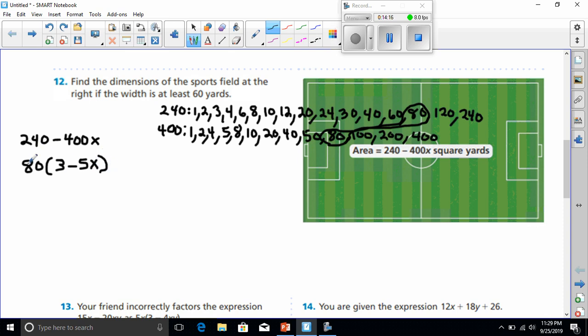Let's double check this. 80 times 3 is 240. 80 times negative 5 is 400. And since there's an x, that's perfect. So now we have at least 60, right? So we can say the width is 80.